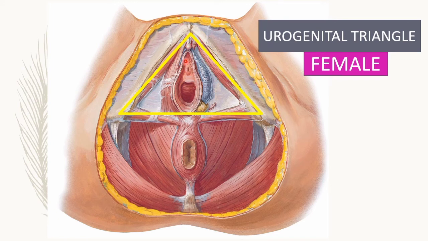Other muscles are also present. Most anterolaterally we can identify the ischiocavernosus muscles, and around the vestibule you can identify the bulbospongiosus muscle. We are going to discuss these in detail in the superficial and deep perineal pouches, so you can find that video on my YouTube channel. That is about the urogenital triangle in the female. Now let us see what structures are present in the male.